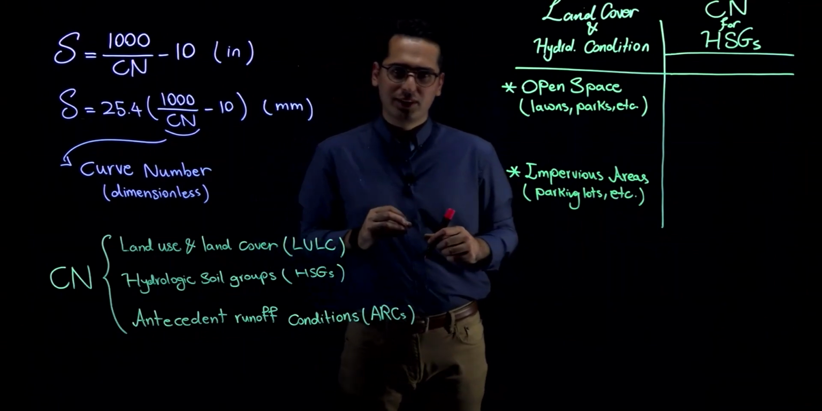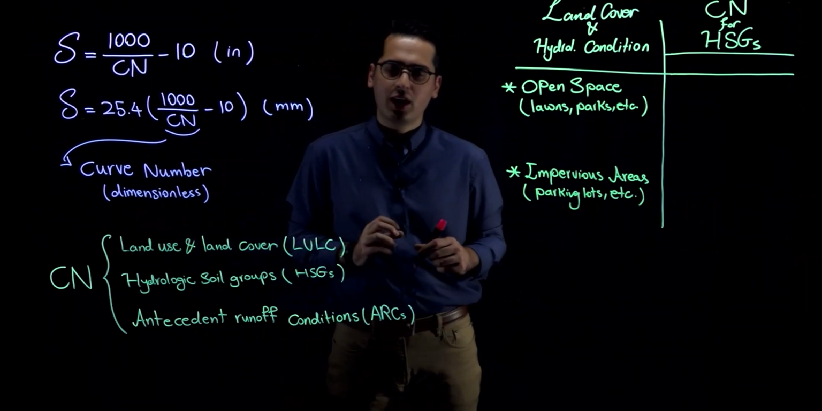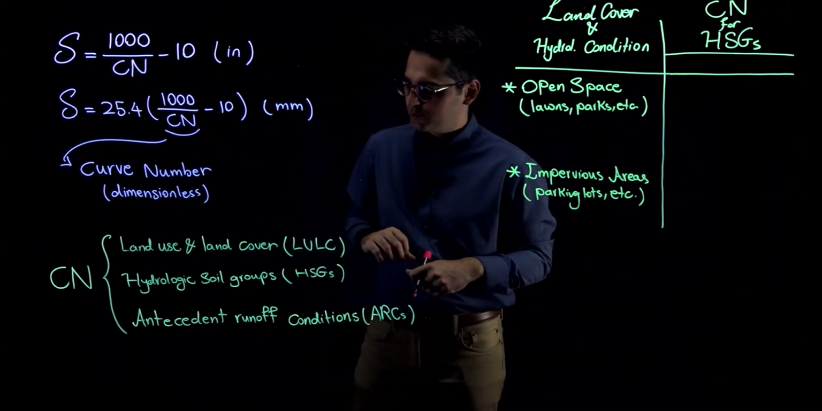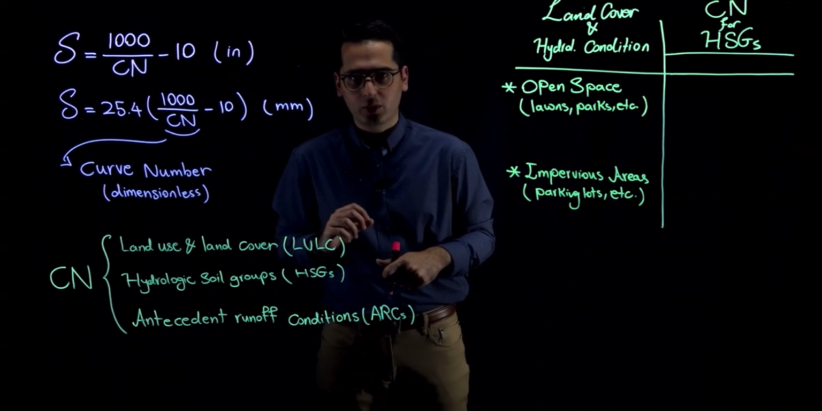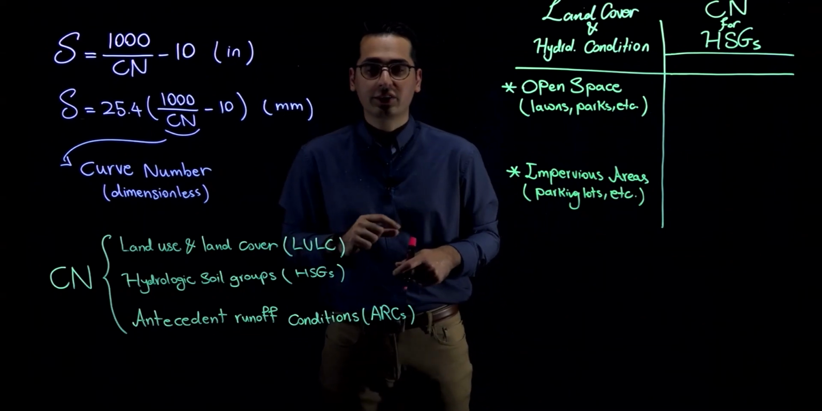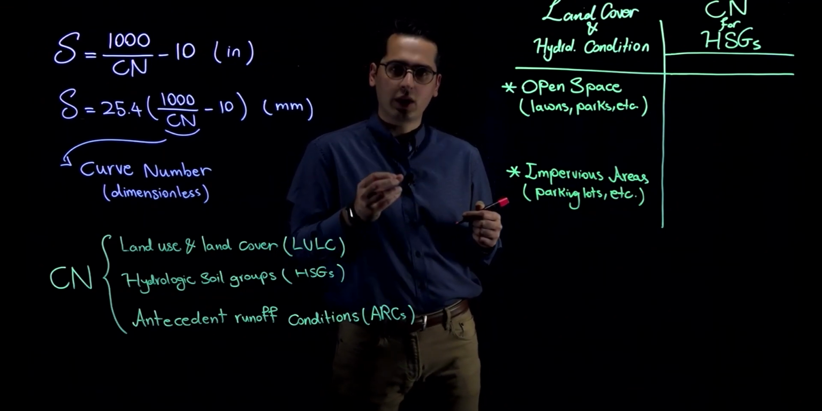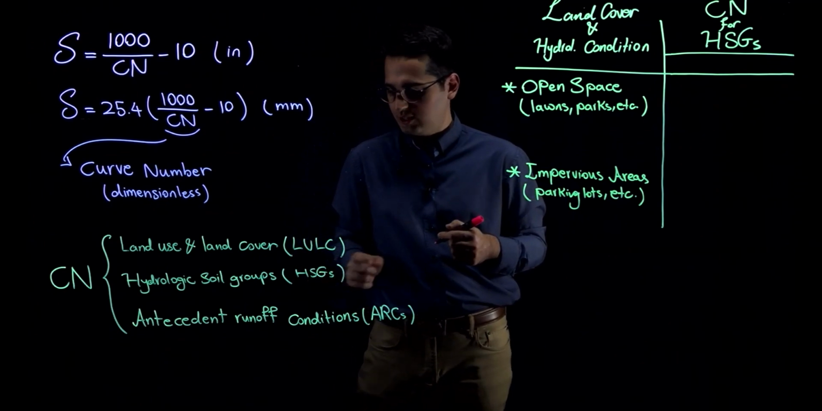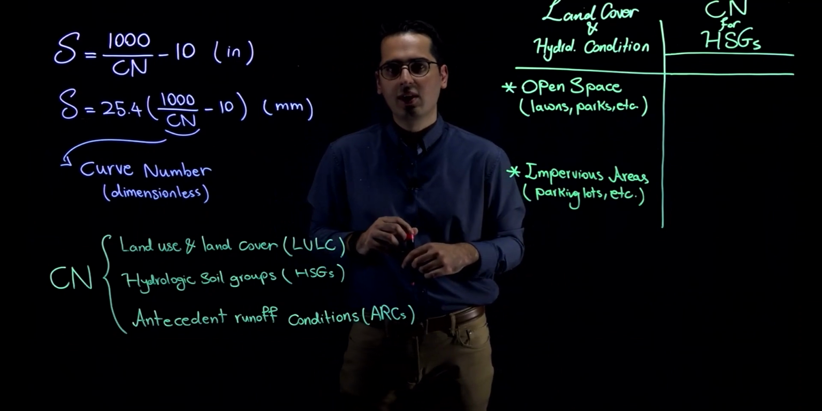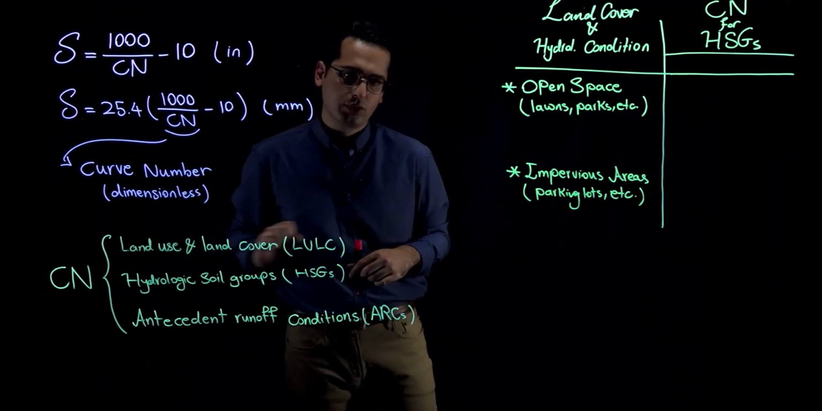In the previous video of this video series, I told you that the value of curve number depends on specific characteristics of the watershed. Specifically, land use and land cover, or LULC, as you can see over here for short, hydrologic soil group, or essentially soil type of your watershed, HSGs, and antecedent runoff conditions, or ARCs, are the factors that are going to influence the value of curve number.